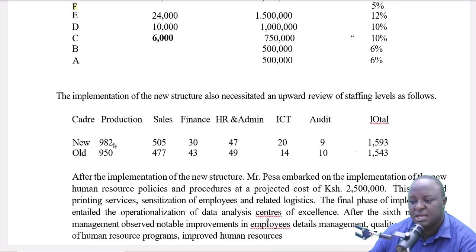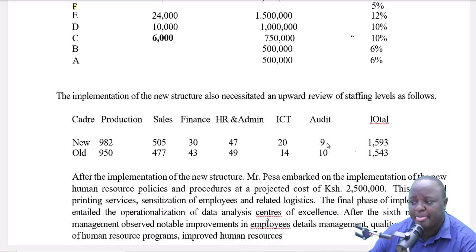So we had more employees in that. In sales, we had more employees, from 477 to 505. In finance, there was a reduction from 43 to 30. In administration and HR, there was also a reduction from 49 to 47. ICT, an increase from 14 to 20. Audit, a reduction from 10 to 9.